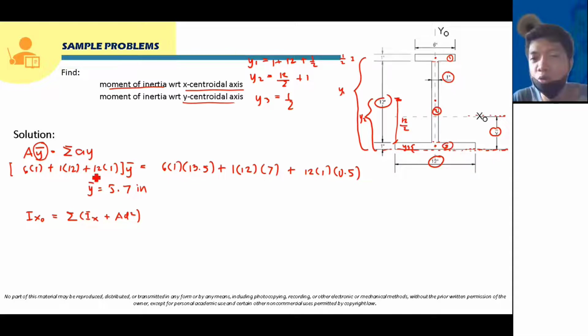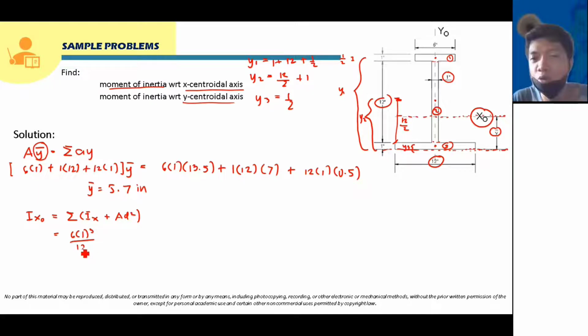So let's start by determining the moment of inertia of the first rectangle with respect to the x sub o. This time, class, our reference axis is here at x sub o. The x-centroidal moment of inertia of a rectangle is just bh cube over 12. For area 1, the base is 6 and its height is 1. So this will be 6 times 1 cube over 12.